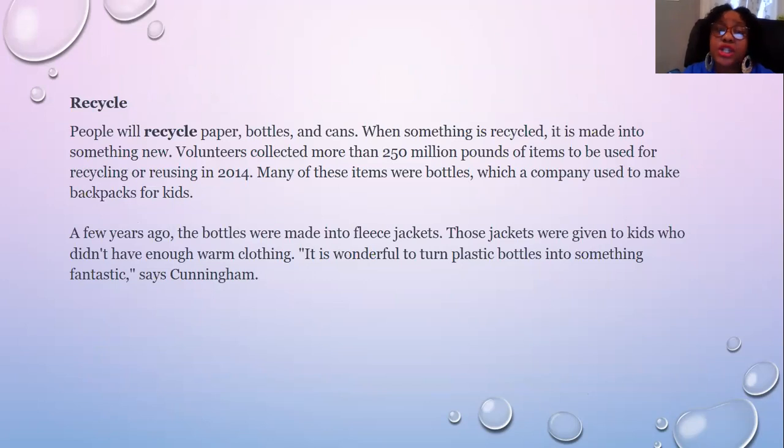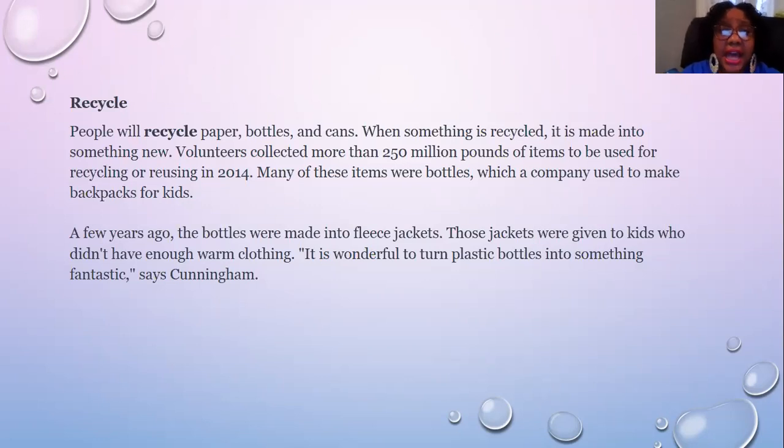Volunteers collected more than 250 million pounds of items to be used for recycling or reusing in 2014. Many of these items were bottles, which a company used to make backpacks for kids. A few years ago, the bottles were made into fleece jackets. Those jackets were given to kids who didn't have enough warm clothing. It is wonderful to turn plastic bottles into something fantastic.